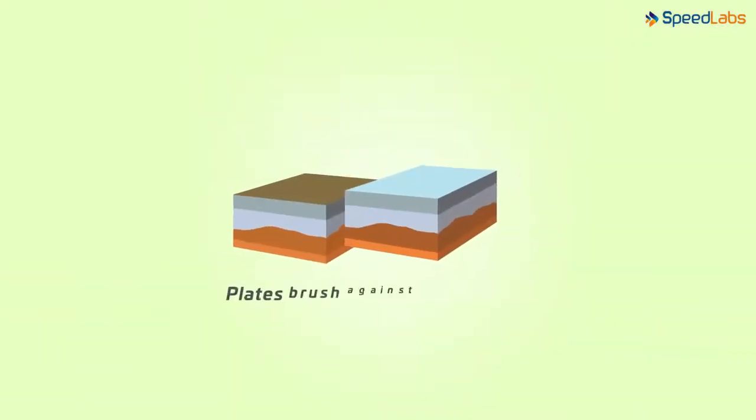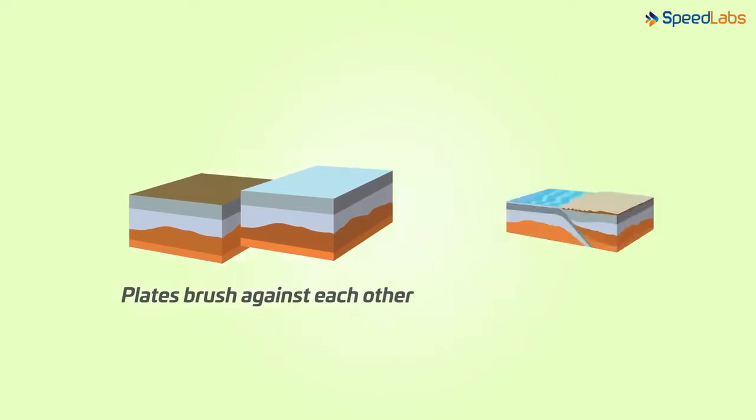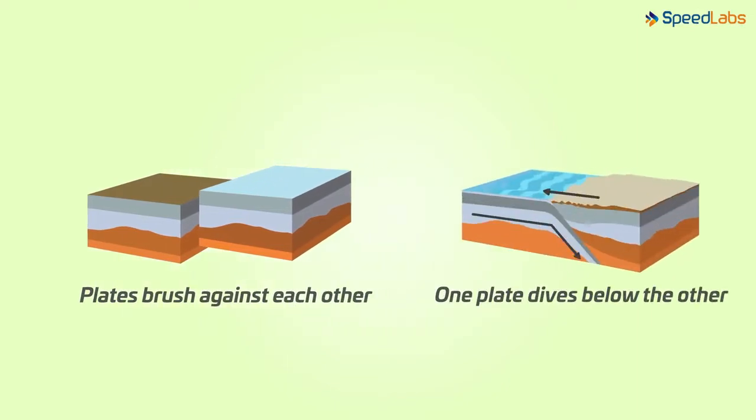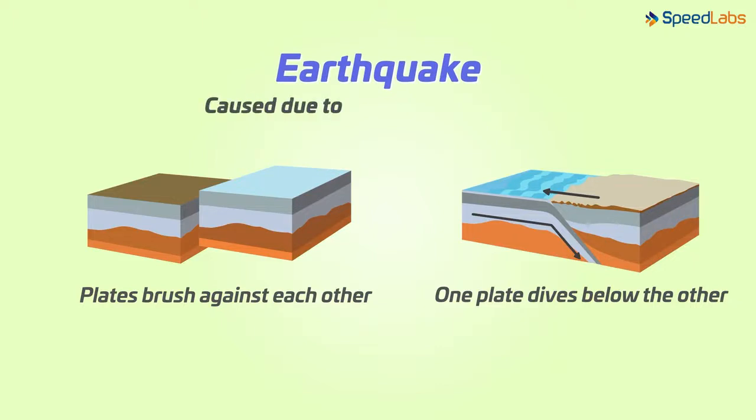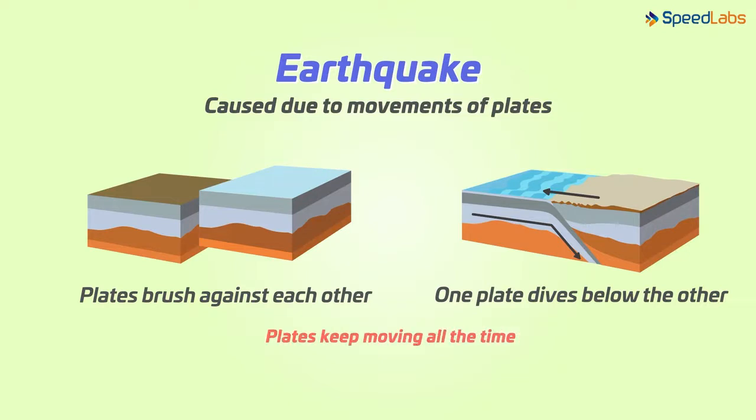Sometimes the two plates brush past each other or one of the plates dives below the other. Most of the earthquakes result from the plates brushing past each other. However, they can all result in earthquakes. So we can say that earthquakes are caused due to movements of plates. These plates keep moving relative to one another all the time. But we don't experience earthquakes frequently.